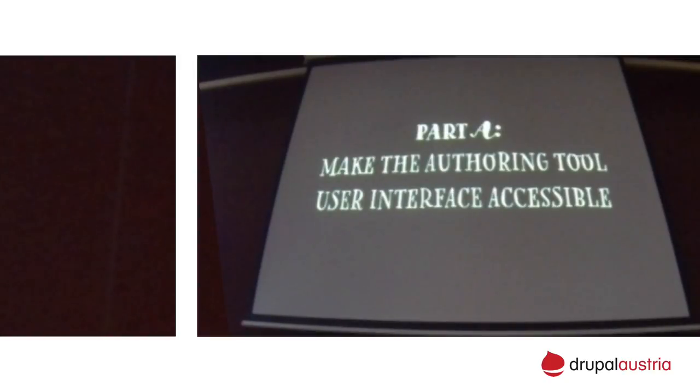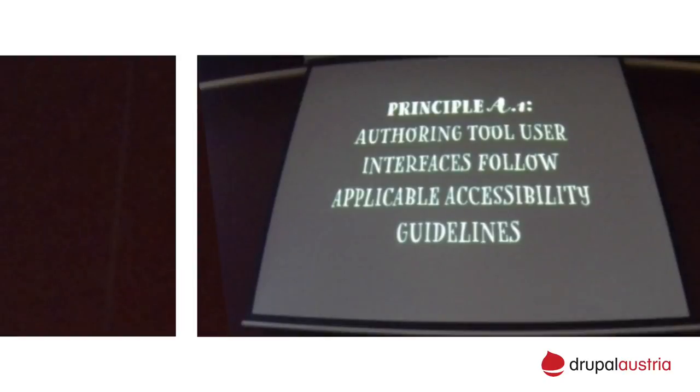So part A, make the authoring tool user interface accessible, has principles like this: authoring tool user interfaces follow applicable accessibility guidelines. Basically, that means if your authoring tool, which is a CMS, it could be a social media site where you put content in. Everything where the user puts in content is called an authoring tool in W3C lingo. So just to make that clear, Twitter, for example, has an authoring tool component to it.